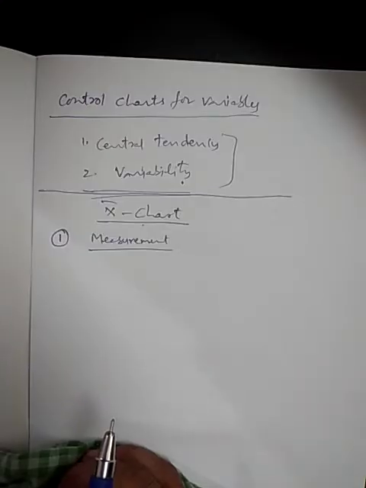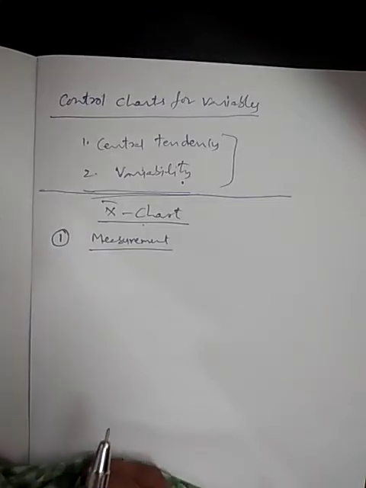So in the measurement, the first point we have to keep in our mind is that wherever there is a chance of getting error, it should be minimized. Such kind of error is to be minimized. So that is the first point.